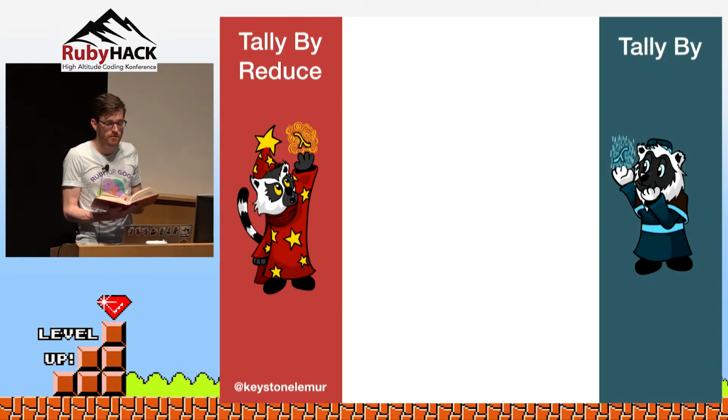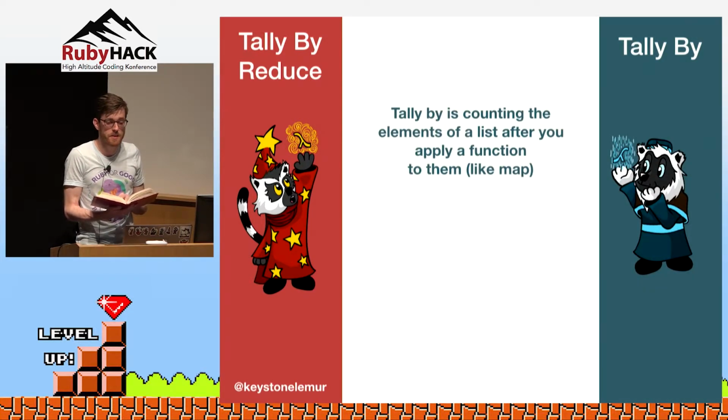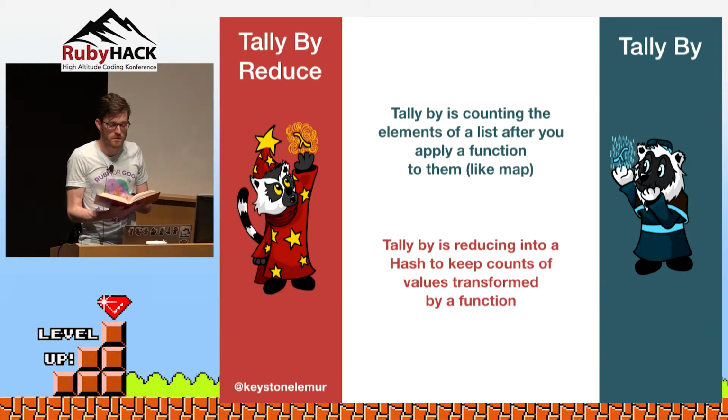So to take a look into it, tally by is counting elements of a list after you apply a function to them, kind of like map. Tally by with reduce is using a hash to keep counts of values transformed by a function, so kind of like map.